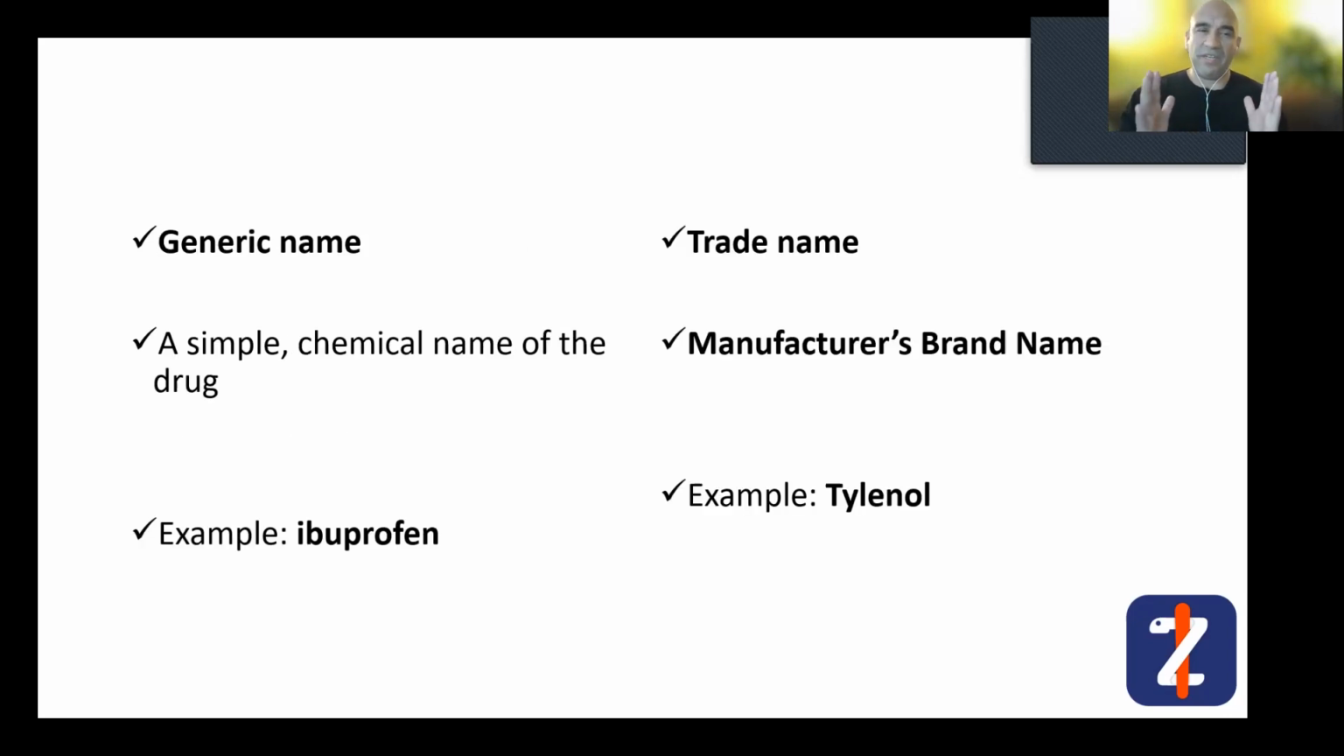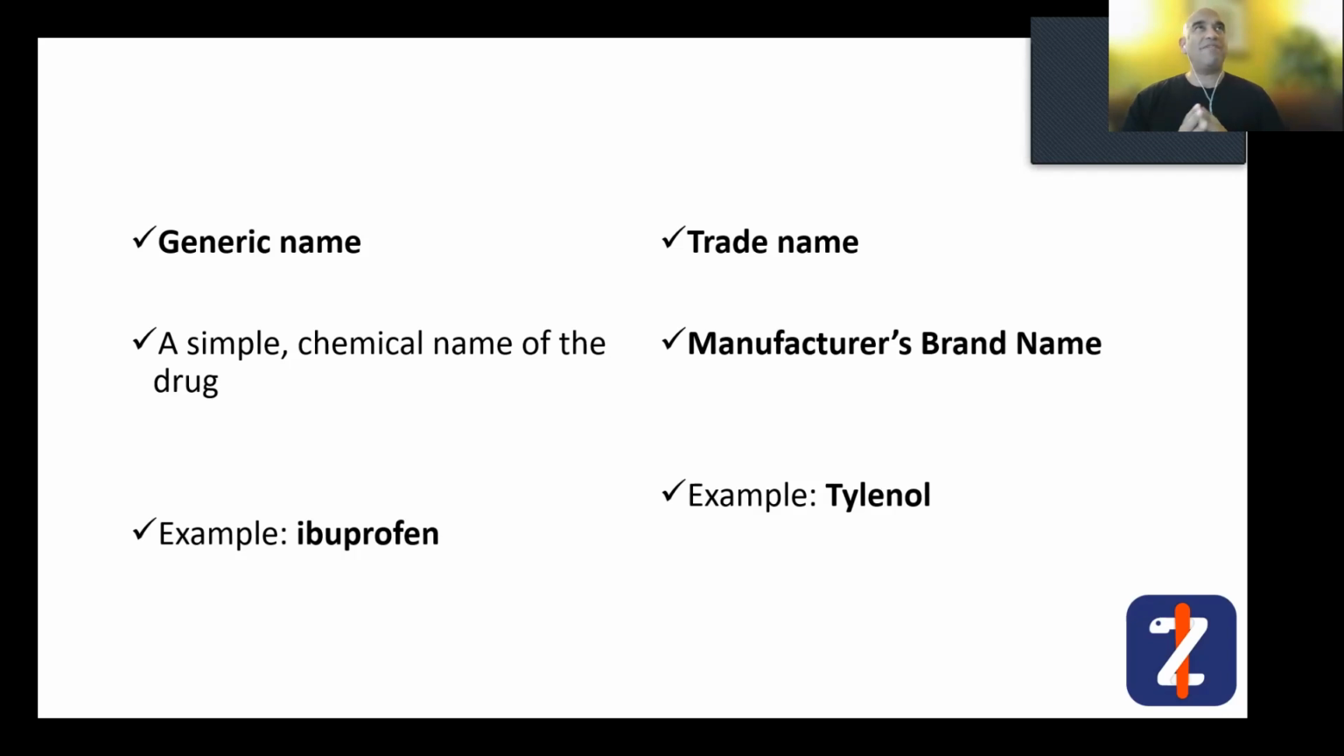This is golden. You need to know what this is. This is called the generic versus the trade name. Super, super duper important. Let's say you have one drug, and there is a generic name and a trade name. So what's the difference between the two? Very simple. The generic name is usually a simple chemical name of the drug, and sometimes we might not even know how to pronounce it. It's like a long name for the drug.